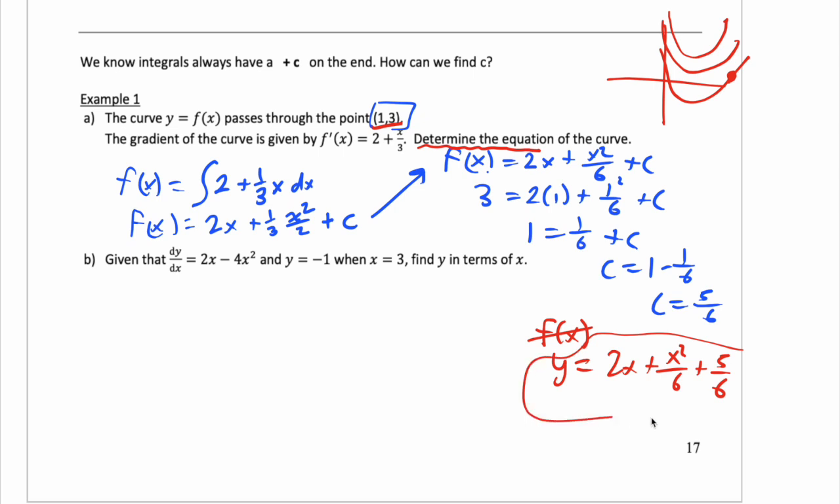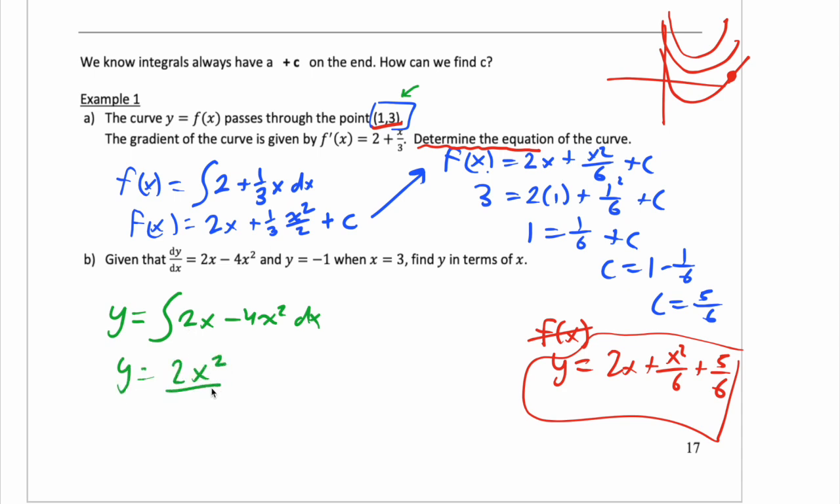Okay, so that c matters, and we can actually figure out what it is if you're given some conditions like a point. Okay, next one, this is the derivative. So y equals the integral of this function. Okay, so let's do that. This is going to be increase the exponent by 1 and divide by that exponent. Increase the exponent by 1 and divide by it, and don't forget the plus c. So y equals x squared minus 4/3 x cubed plus c.